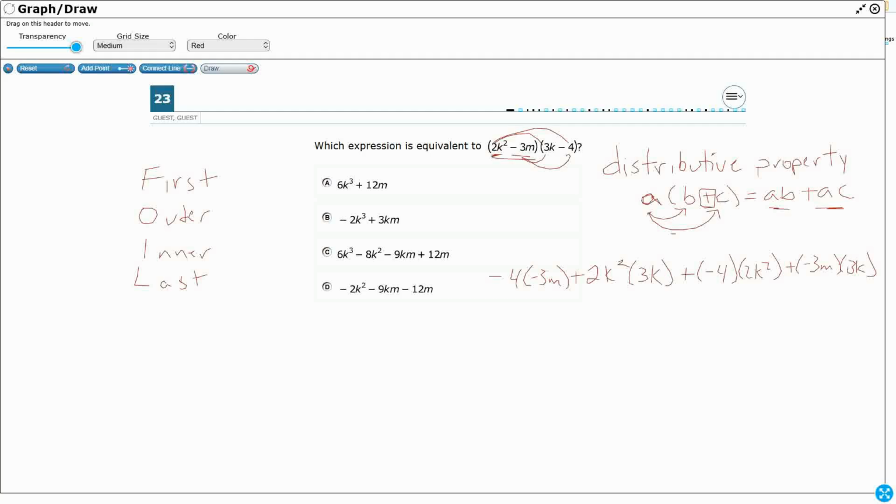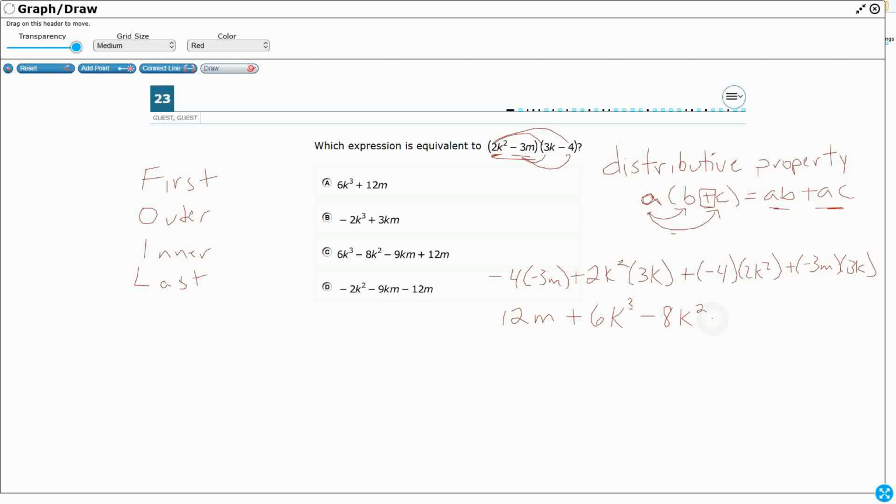So negative 4 and negative 3m, that's going to end up being a positive 12m. So 2 times 3 is 6. K squared times k is actually k cubed, or k to the third. So I've got m's and k's. We're going to have to keep track of all that. I've got a negative 4 and a positive 2. So I'm just going to put that as a negative 8. And then that k squared doesn't do anything.